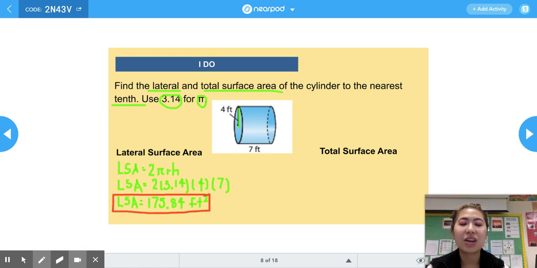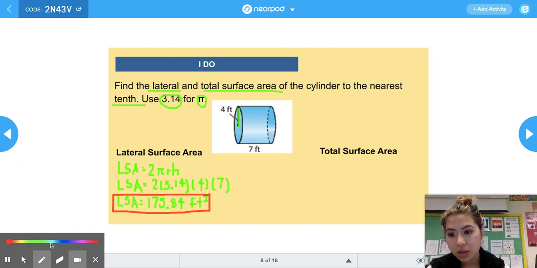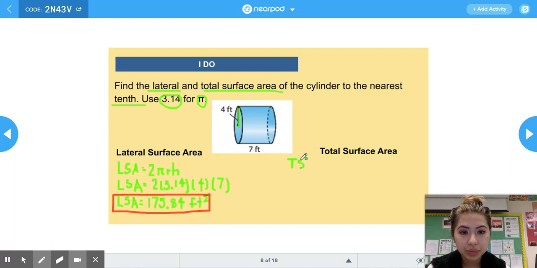Now on to finding our total surface area. So our total surface area formula is TSA is equal to 2 times pi radius squared plus the LSA, which is 2 pi r h.